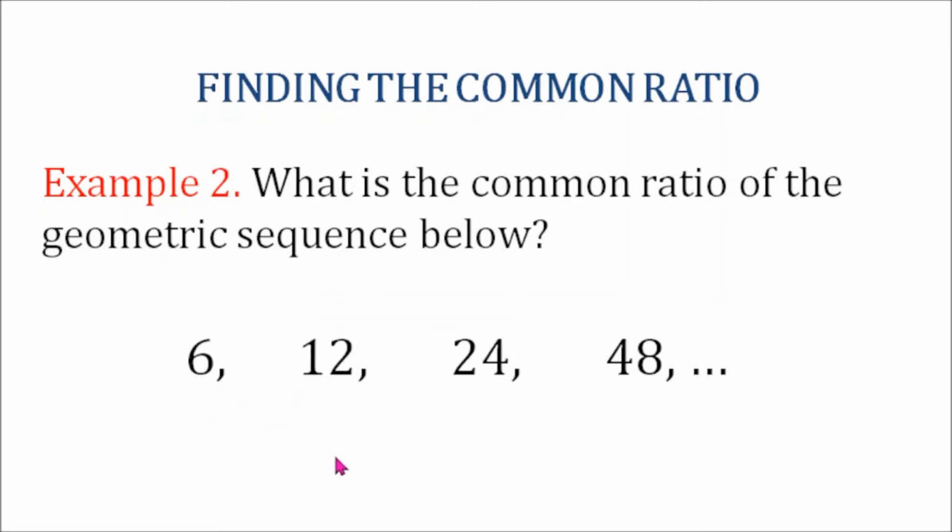Example number 2. What is the common ratio of the geometric sequence below? So 6, 12, 24, and 48. Again, we are going to pick any term here. Suppose we pick 24, then divide it by its preceding term, 12. So 24 divided by 12 is 2. So the common ratio is 2.